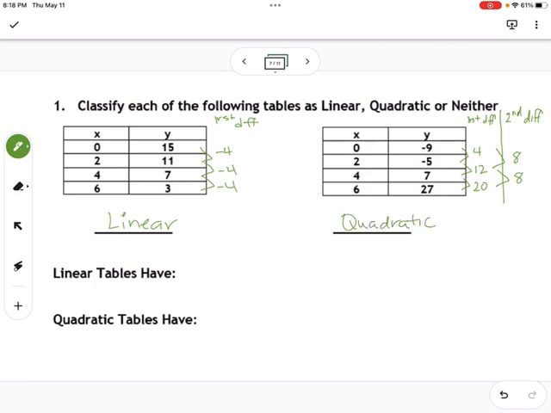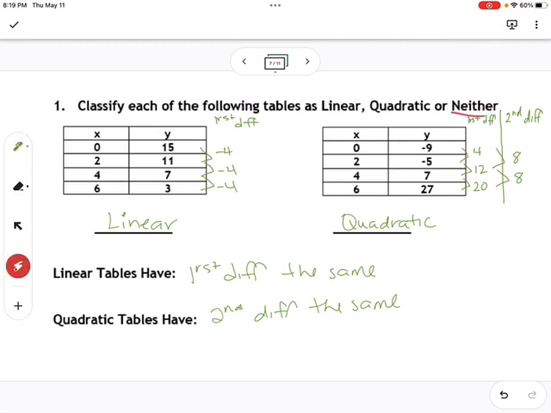Okay. So linear tables have the first differences the same, and quadratic tables have second differences the same. So if we calculate both first and second differences and the numbers don't match, that is when we say it's neither.